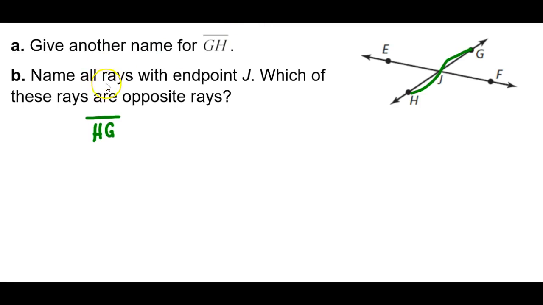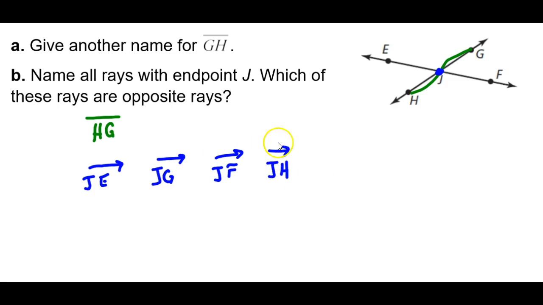So now let's look at part B. Name all rays with endpoint J. First I'm going to draw a little, here's endpoint J. Which of these rays are opposite rays? When I'm writing a ray, I always start with the endpoint and have an arrow in one direction. The endpoint has to go on J because I was told I'm looking at endpoint J. Well, I see I have JE, JG, JF, and JH. These are all the different rays with endpoint J. And I can see that G and H are opposite from each other, so these two are opposite rays, and these two are opposite rays.